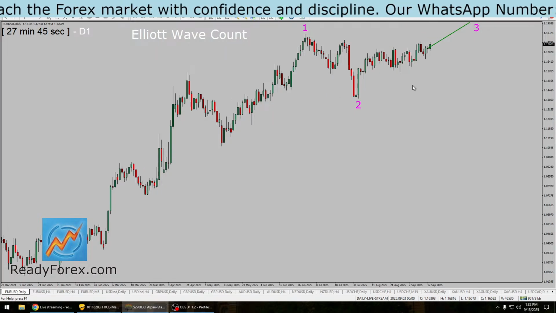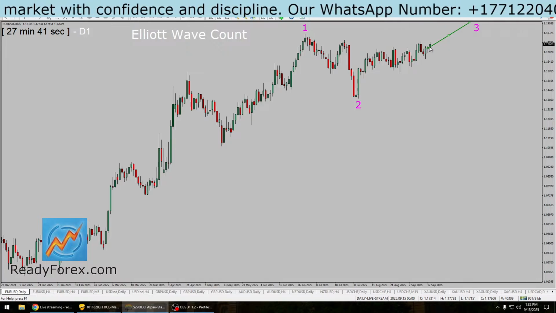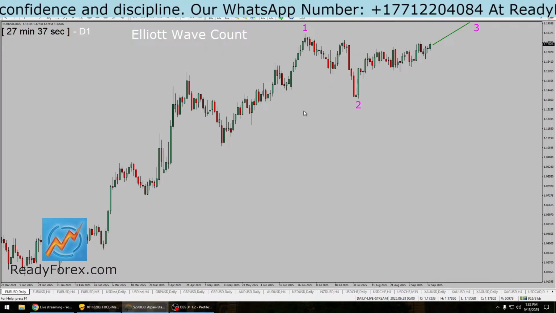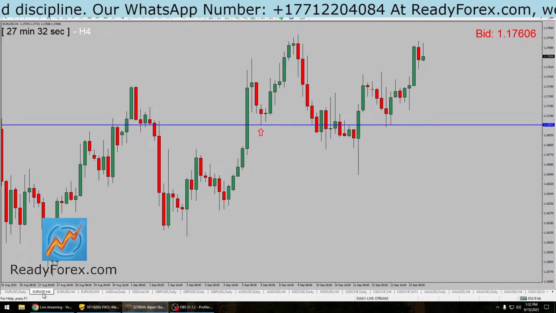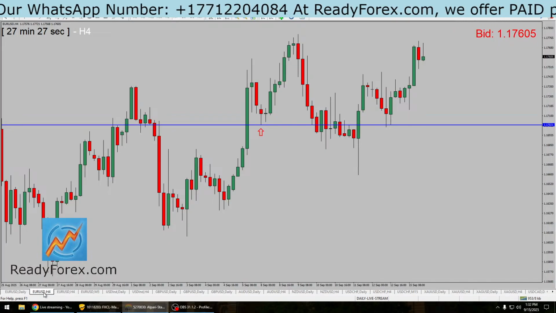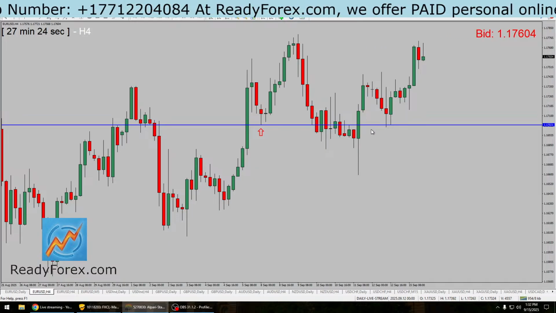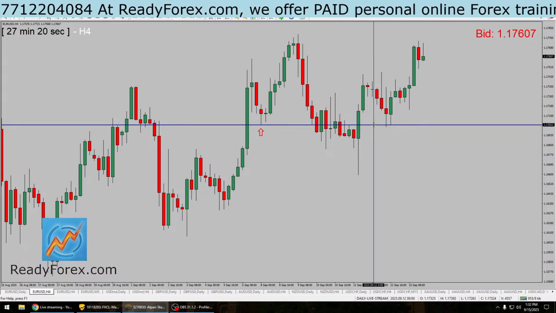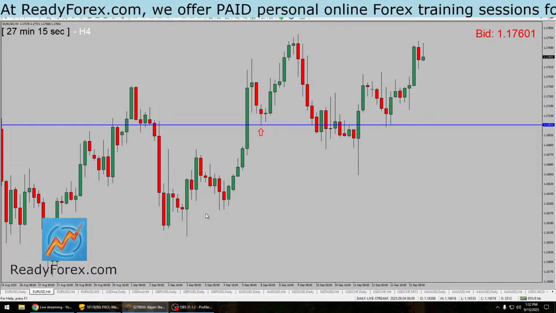So euro dollar currency pair, the way I see the trend is bullish, and I expect more upside in euro dollar currency pair. Next one is the 4-hour. Market just keeps trying to push higher, and there's no breakdown over here, so obviously no sell trade. I would prefer to look for a buy trade instead of a sell trade inside euro dollar currency pair.